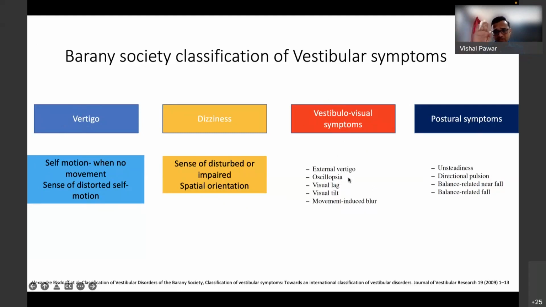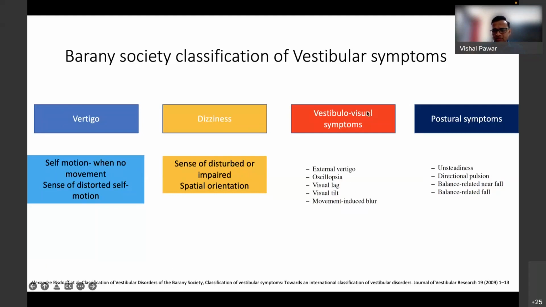Oscillopsia means shaking of the environment. Visual lag means when we turn our head, some patients will tell that when they move their head, there is lag of the visual scene, and they get clarity after a few seconds. So that is visual lag. Visual tilt is they feel that the visual surroundings are tilted. And next is movement induced blur: any movement causes blurring of vision. A very common symptom in patients with vestibular migraine.